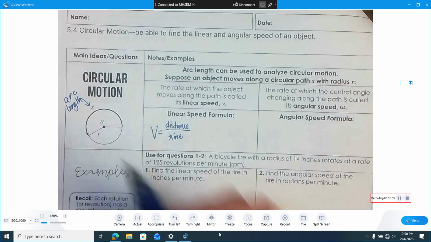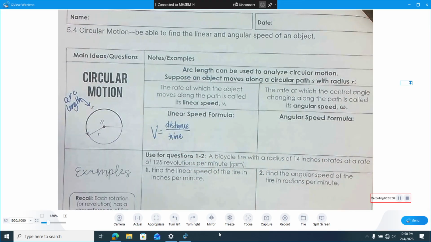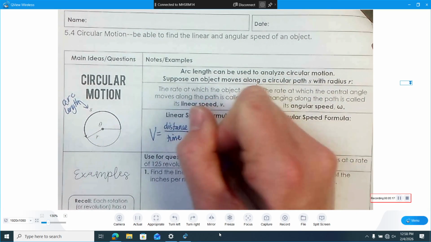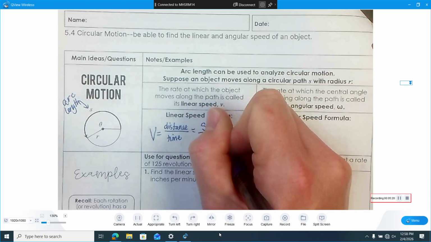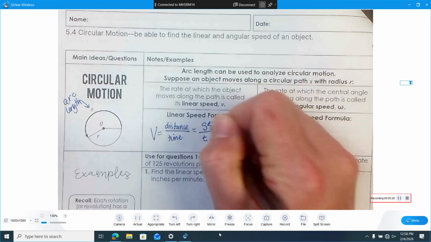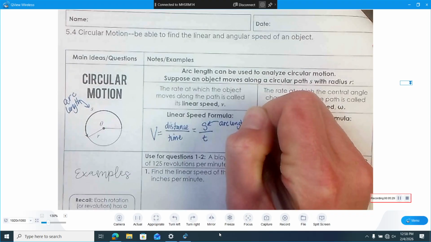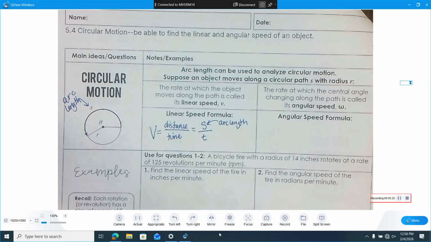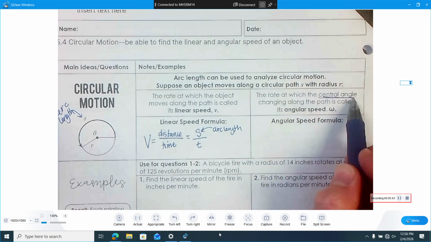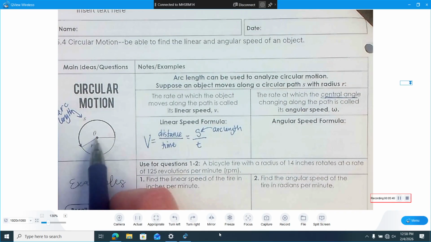It's distance over time. The distance that our particle, or maybe the heart on my circle here, is traveling is the arc length s over our time t. So this s represents the arc length, which is really just the part of the circumference. But I really just think about it in terms of the distance my particle is traveling.